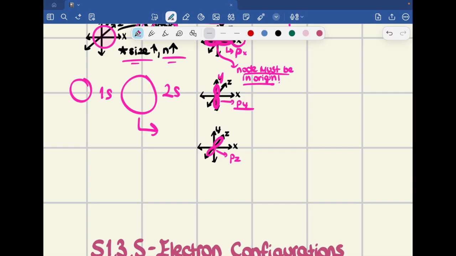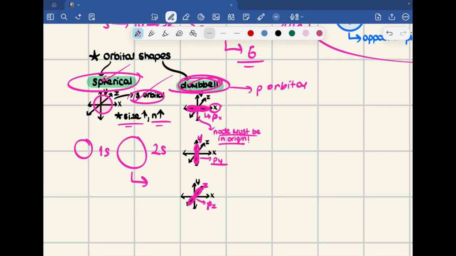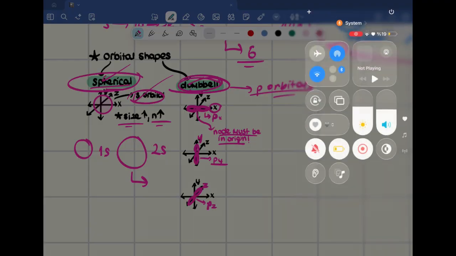And this is a different kind of orientation. It is the pz, and it is going to be lying on the z-axis. This is how we show it. This is the dumbbell shape, and it is actually the shape of p orbitals. And the spherical shape is the shape of the s orbitals.